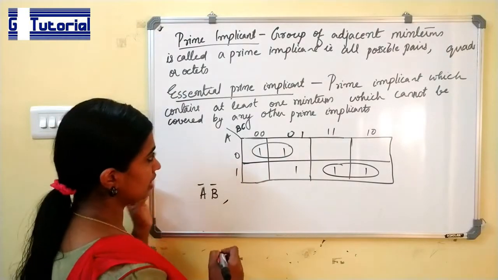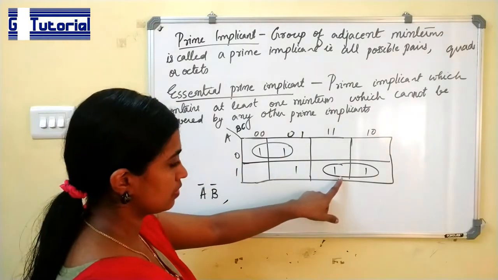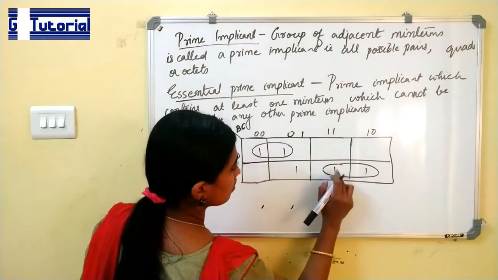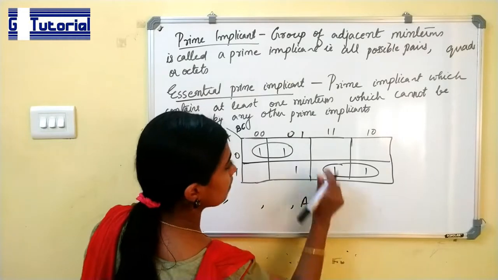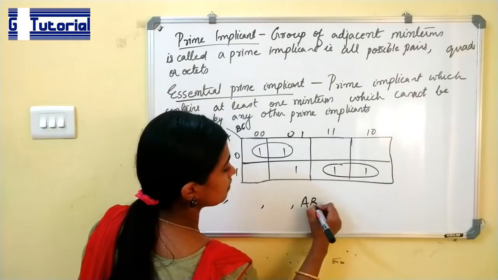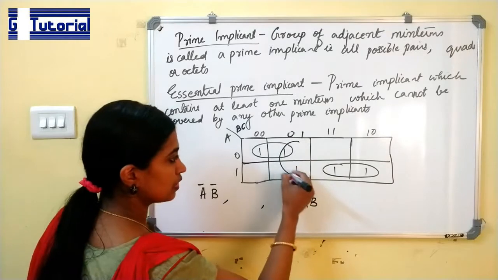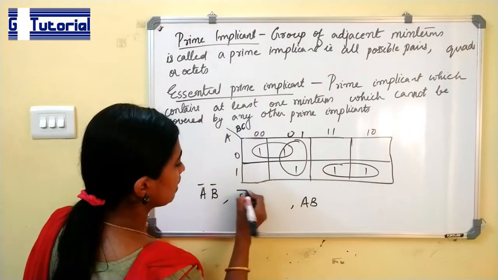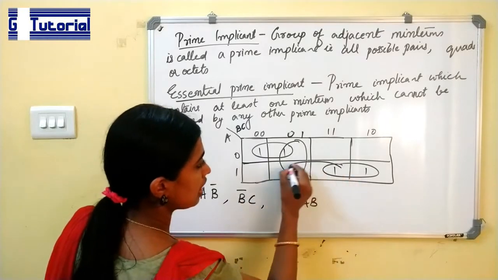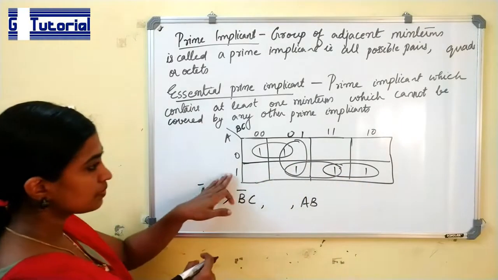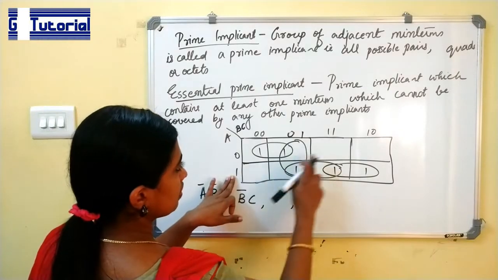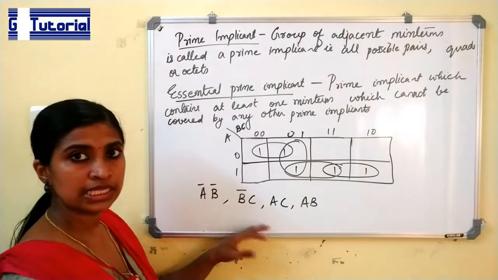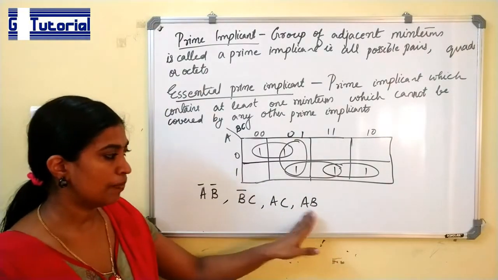The second pair is this one, which is here A B. Next pair is this one. Here 0 1. 0 1 is B bar C. And this is another possible pair, which is 1, so A C. These are the 4 possible pairs.